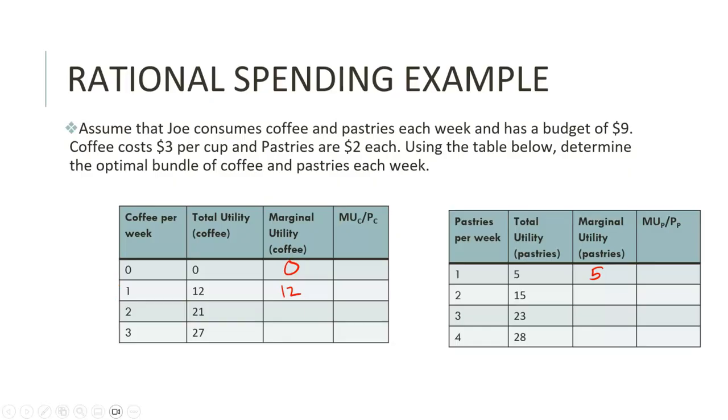Okay, so the marginal utility for the second coffee, our total is going to be 21, and our total of the first one is 12. So we're doing 21 minus 12, and that's going to equal 9. And then the marginal utility of the third one, we're doing 27 minus 21, and that's going to give us 6.